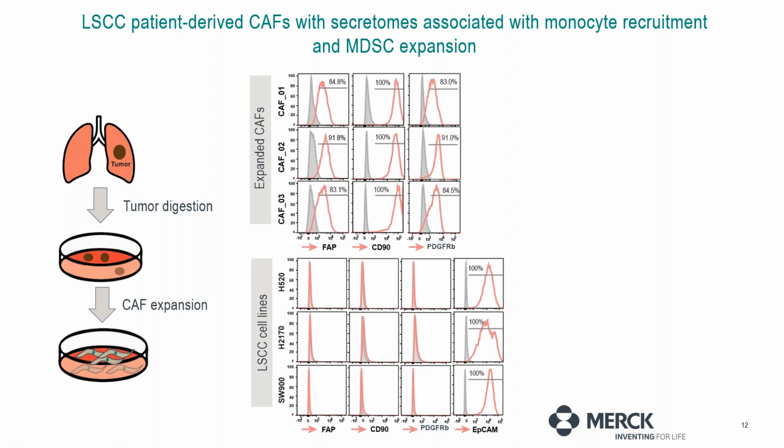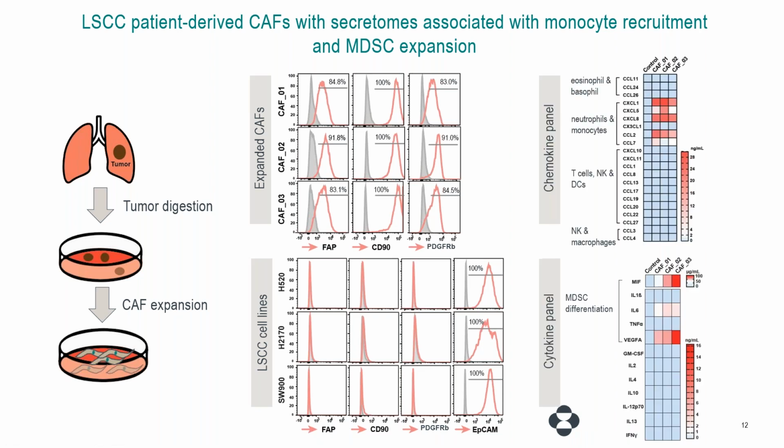We sought to identify soluble factors produced by the tumor-derived CAFs, and we found that all 3 CAFs consistently secreted high levels of monocyte and neutrophil attracting chemokines, including CCL2, CCL7, CCL15, and CCL8. We also found that those CAFs secrete M-CSF, IL-6, and VEGF. Those have been reported to promote myeloid-derived suppressor cell differentiation.